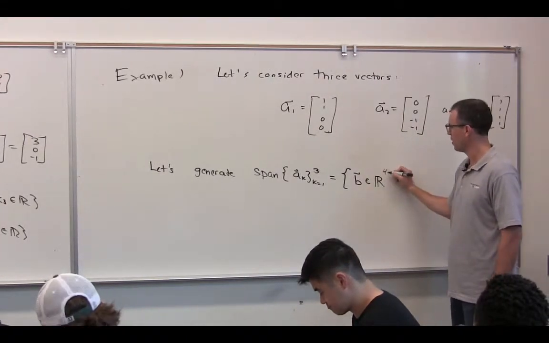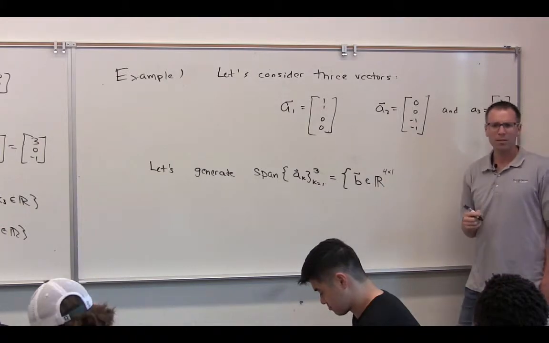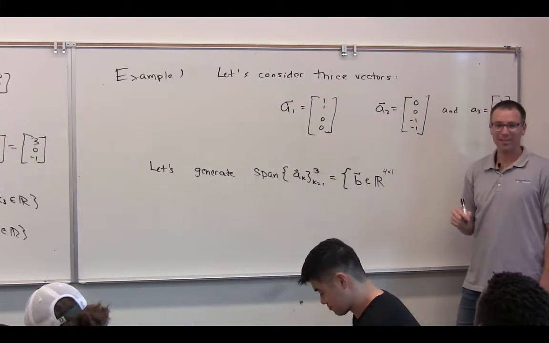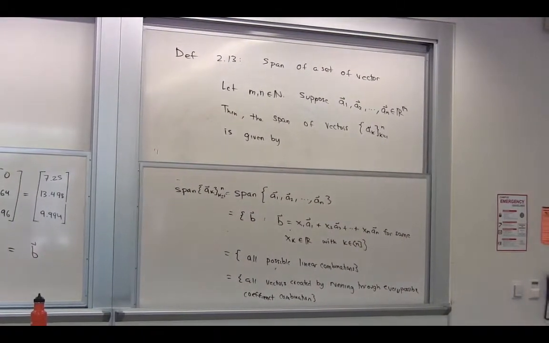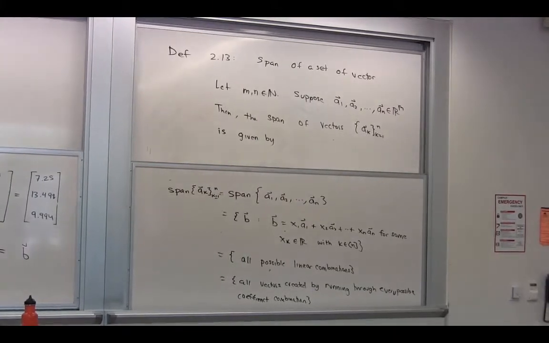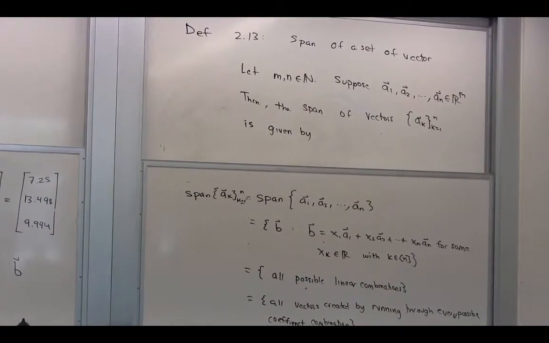B would be, what is the span again? As a set? As in English or? Both. All possible linear combinations. Awesome. The set of all possible linear combinations. Awesome. And what does that mean?